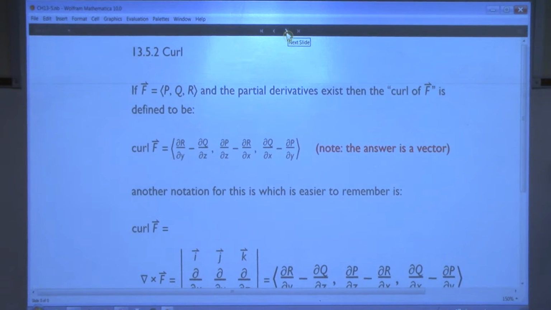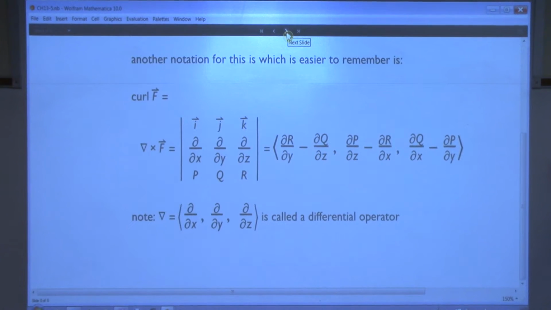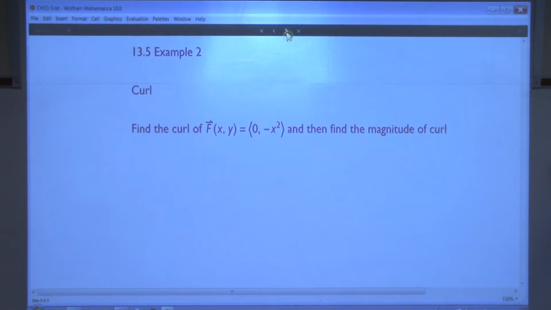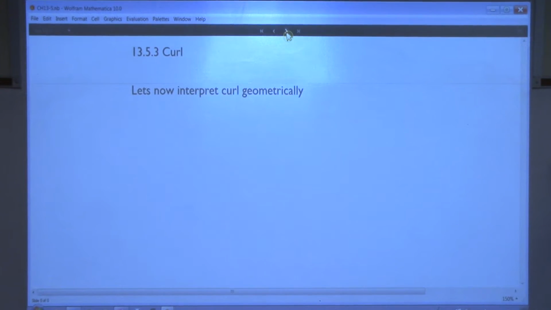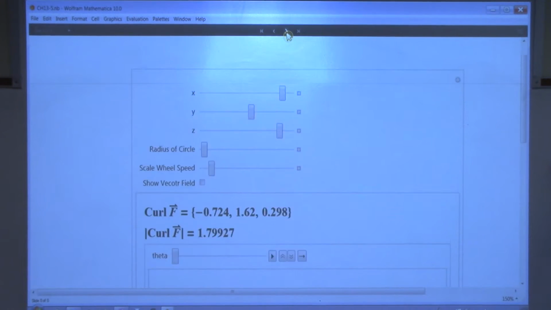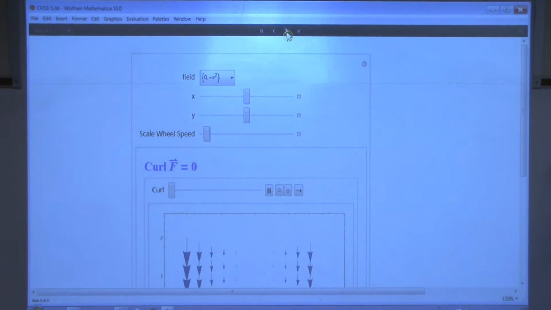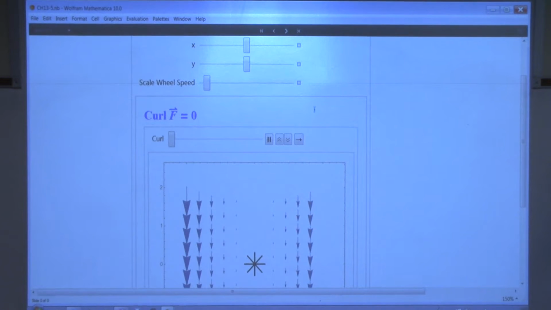Or you know what? I'm going to show you how to compute them first. Well, what do you want to see? The computation, or you want to know what they are first? Yeah. You want to know what they are? Okay. Curl. I'm going to do the two-dimensional curl first.